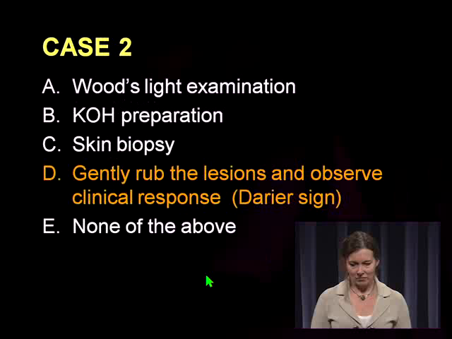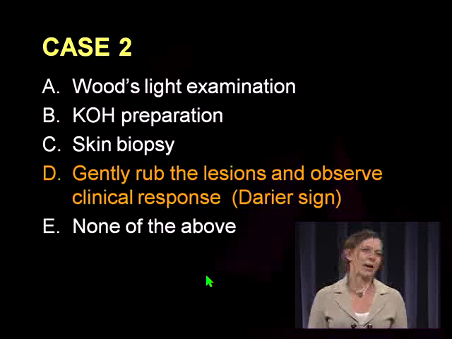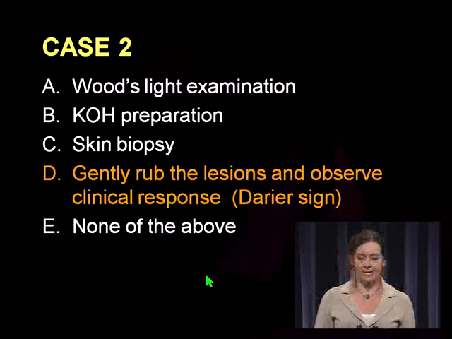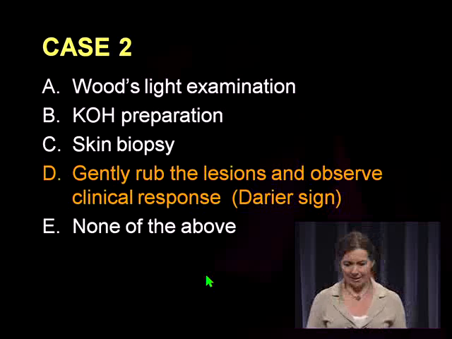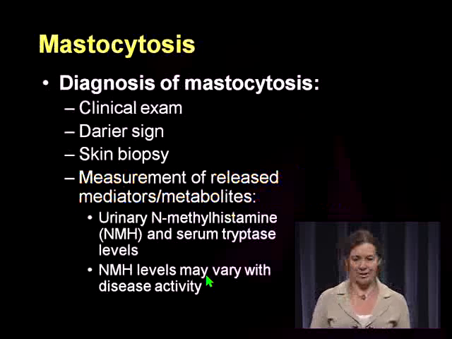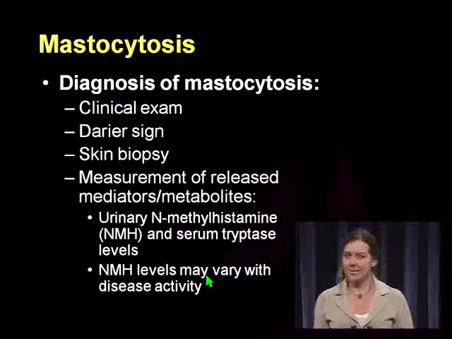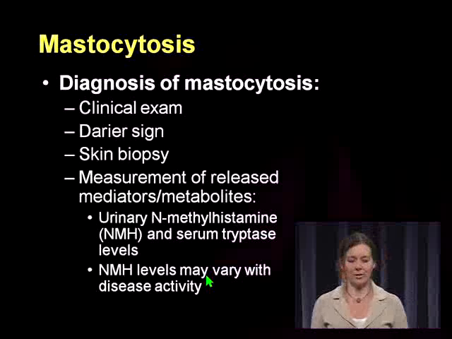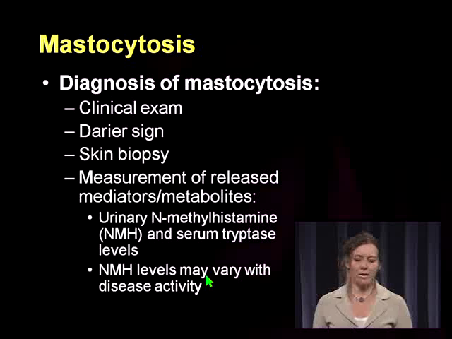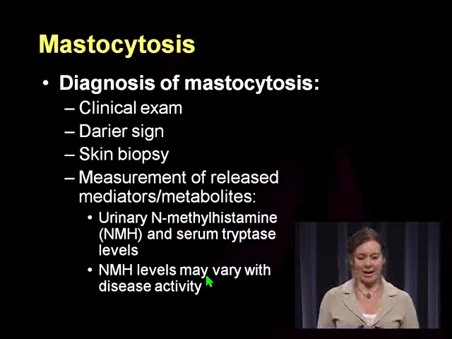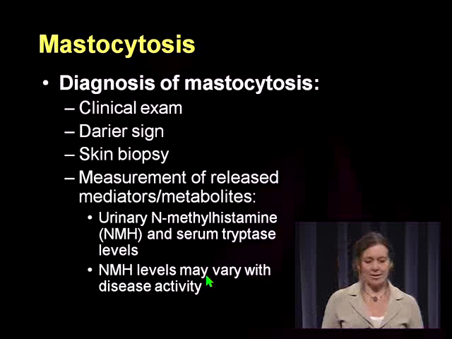So when you rub the lesions and you observe histamine release, which presents as redness and swelling of the skin, that's called a positive Darier sign, and that can be a helpful clinical clue in making a diagnosis of mastocytosis. So we depend upon our clinical exam, the Darier sign being positive, and if it's not classic or you have some question, aren't comfortable with your clinical diagnosis, then certainly a skin biopsy can be very helpful. Occasionally, measurement of released mediators and metabolites, such as serum tryptase, can also be helpful, but we don't do those routinely.